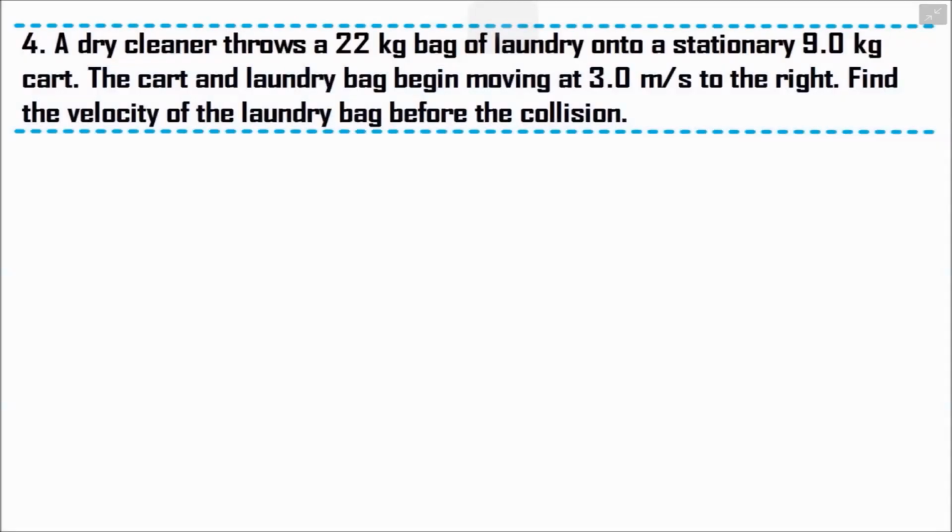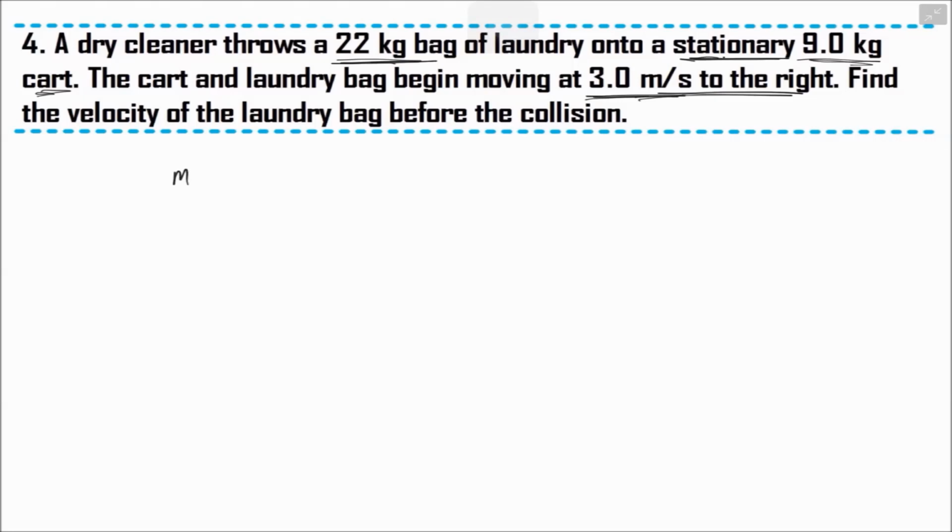Hello, welcome everyone. In this question it says a dry cleaner throws a 22 kilogram bag of laundry on a stationary, means zero velocity, 9 kilogram cart. The cart and laundry bag move 3 meter per second to the right, so it is positive. Find the velocity of the laundry bag before collision.